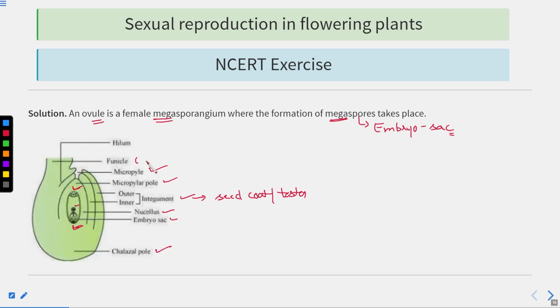Here you can see the funicle. Funicle is the stalk. The stalk of the ovule is known as the funicle. And here you can see the hilum, which is also known as the scar on the seed. Hilum is the point where the funicle is attached to the body of the ovule. Clear?